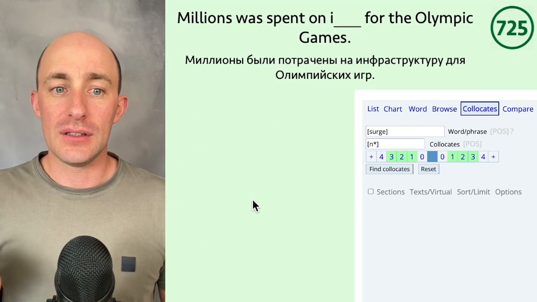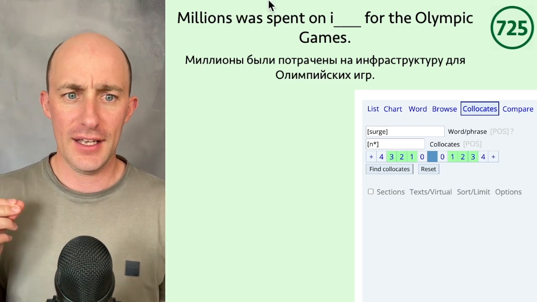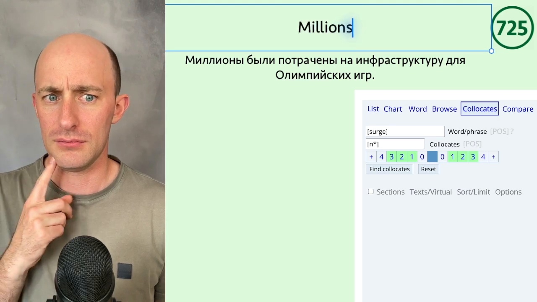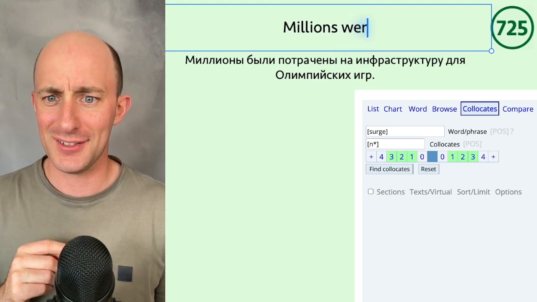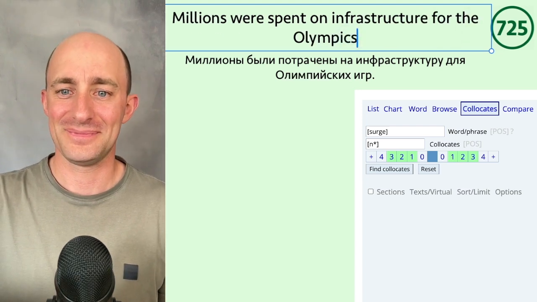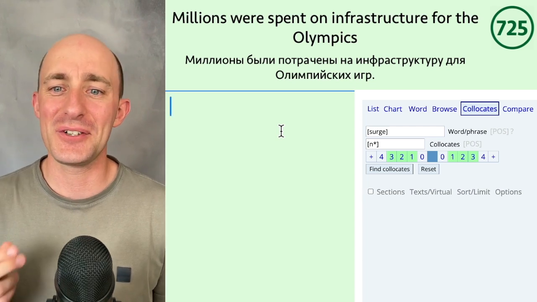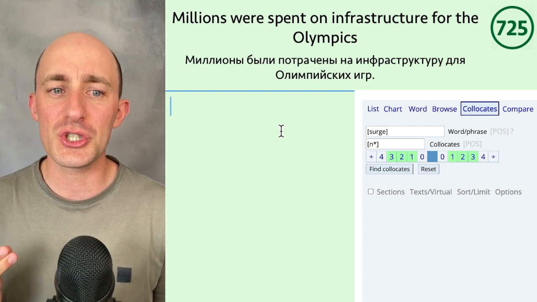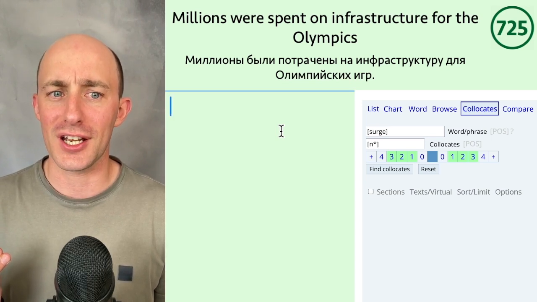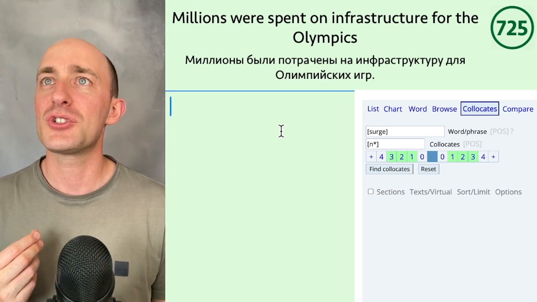Next. Миллионы были потрачены на инфраструктуру для Олимпийских игр. Инфраструктура. Millions were spent on infrastructure for the Olympics. Infrastructure. It's a difficult word because of all the r sounds. Infrastructure. I can't do it. Infrastructure.